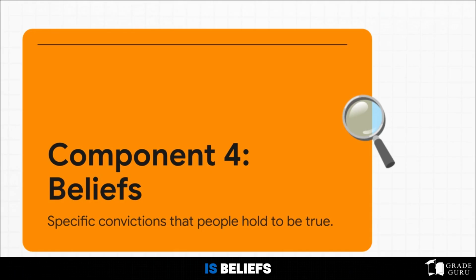Okay, number 4 is beliefs. Now, beliefs are a bit more specific than values. They're the particular convictions that people in a culture hold to be true. So, if a value is education is important, a related belief might be a college degree is necessary for success.